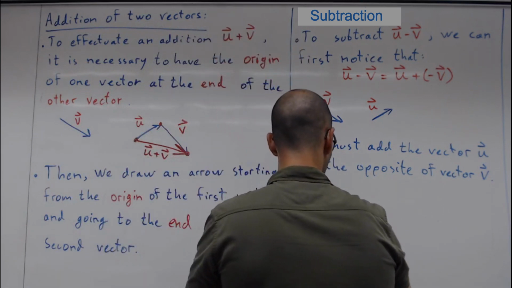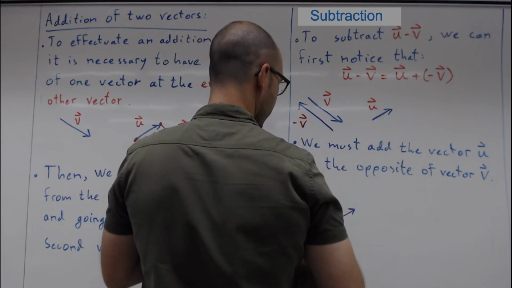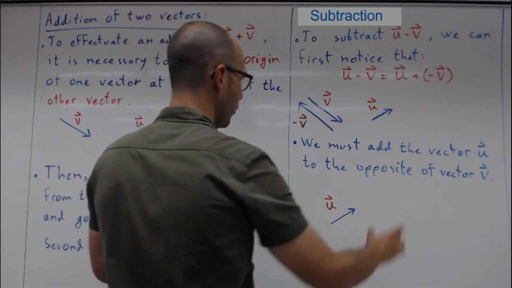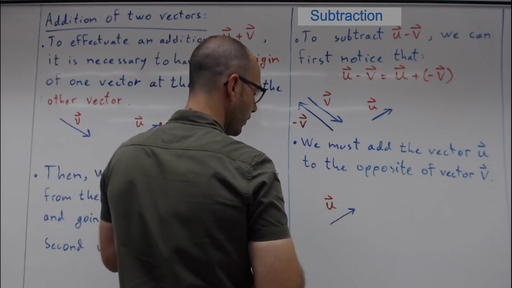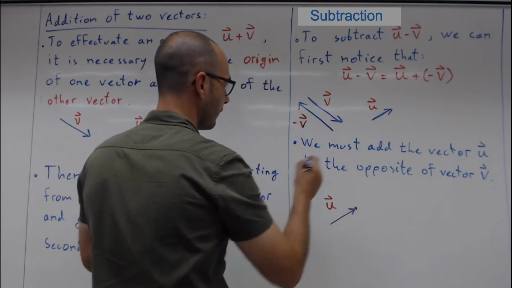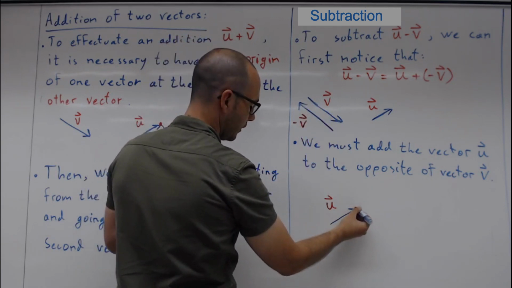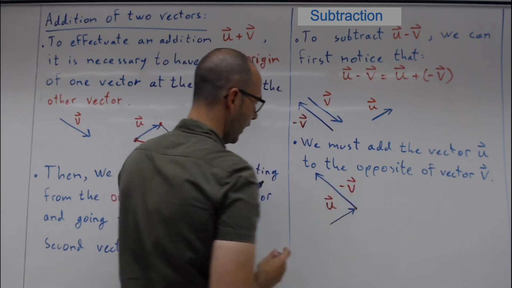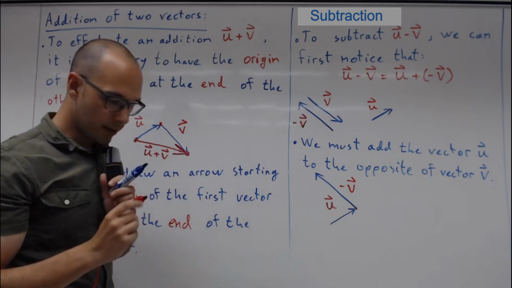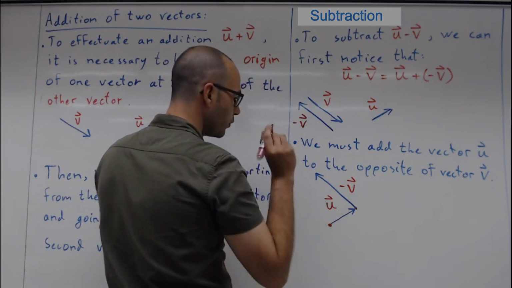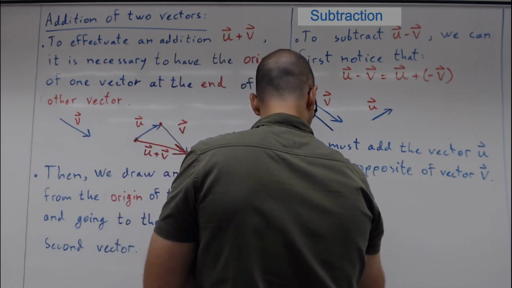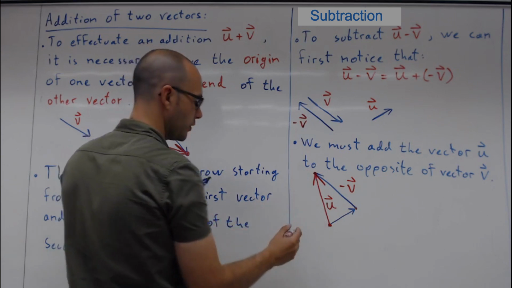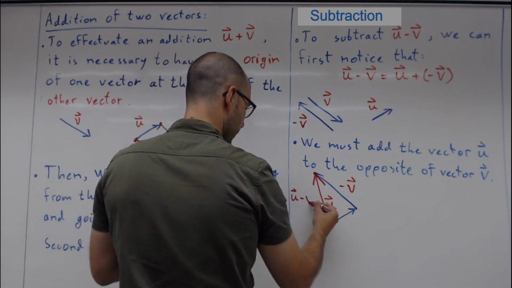So I'm going to start with u, which is this vector, same length, same direction, and same orientation as the original u vector. And at the end of u, which is right here, I'm going to put the vector opposite to v. So it looks like that right here. So this is my negative v vector. And the resulting vector is going to start from the starting point of u to the end of negative v. So it's going to look like this. So this is my resulting vector, which is u minus v.